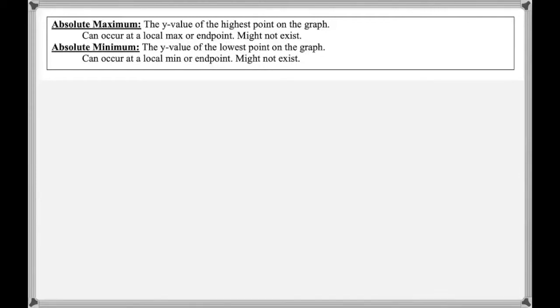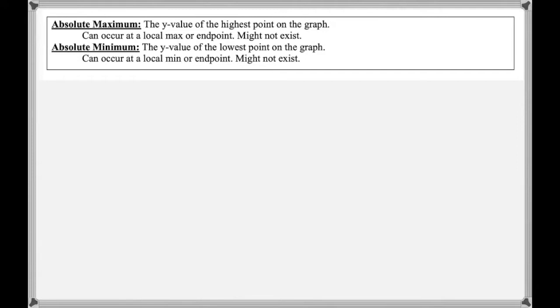So we've talked about local maximums and local minimums. Now we're going to talk about absolute maximums and absolute minimums. The absolute maximum is the y value of the highest point on the graph. And these can occur at a local maximum or at an endpoint, or it might not exist.